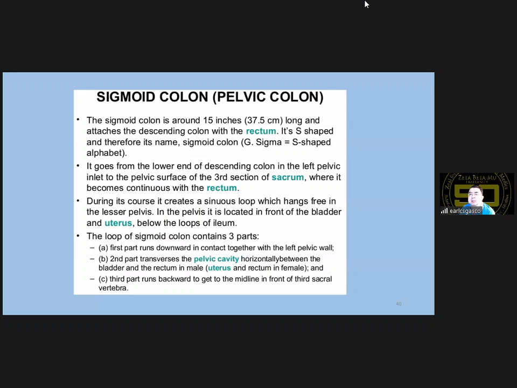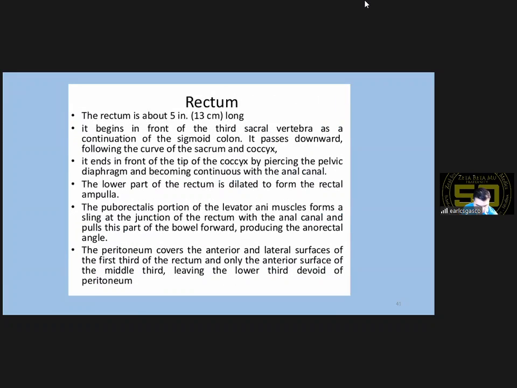The rectum is about 5 inches long, which is the final part of the large intestine. It begins in front of the third sacral vertebra as a continuation of the sigmoid colon. It passes downward, following the curve of the sacrum and the coccyx. It ends roughly in front of the tip of the coccyx by piercing the pelvic diaphragm and becomes continuous with the anal canal. The lower part of the rectum is dilated to form the rectal ampulla, and the puborectalis portion of the levator ani muscles forms a sling at the junction of the rectum with the anal canal.